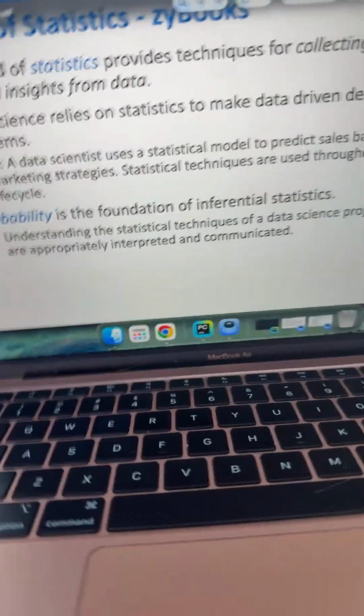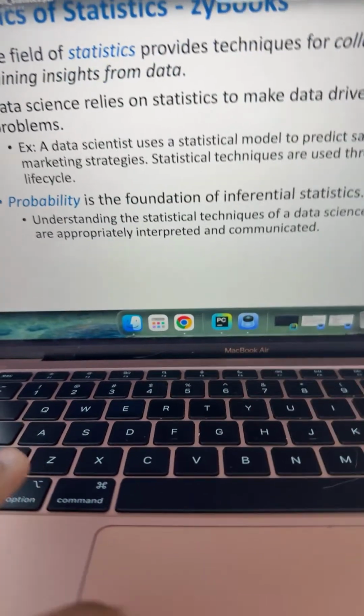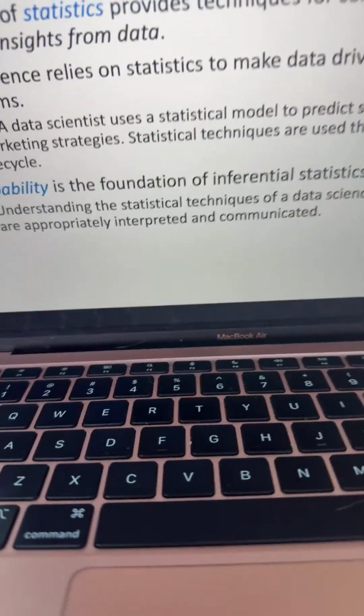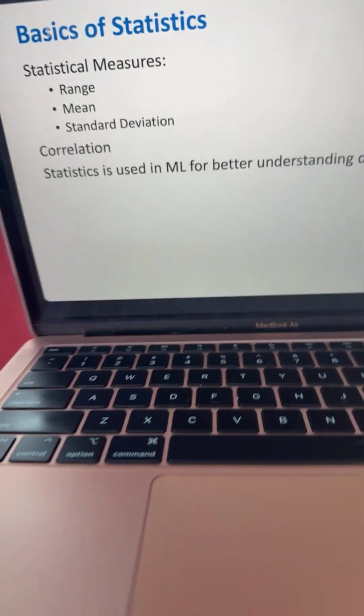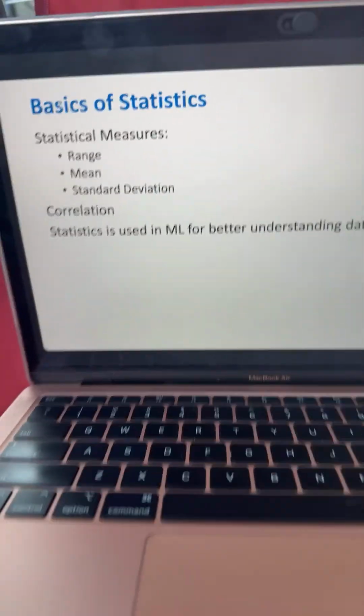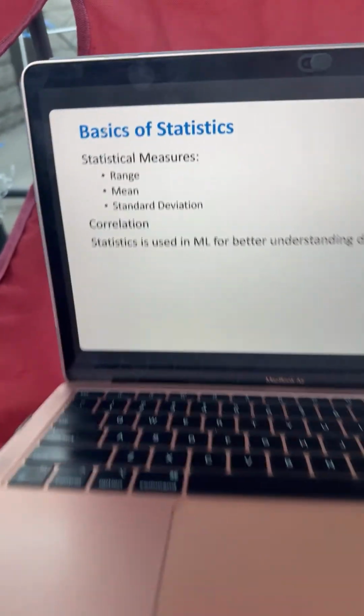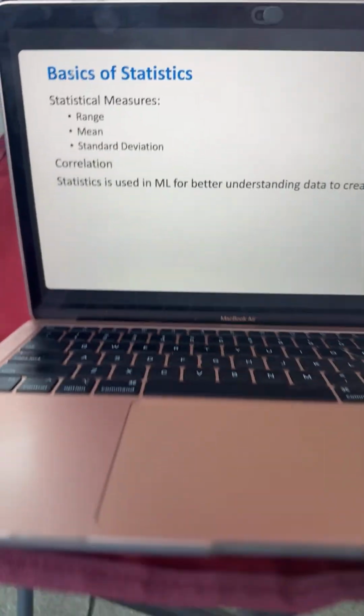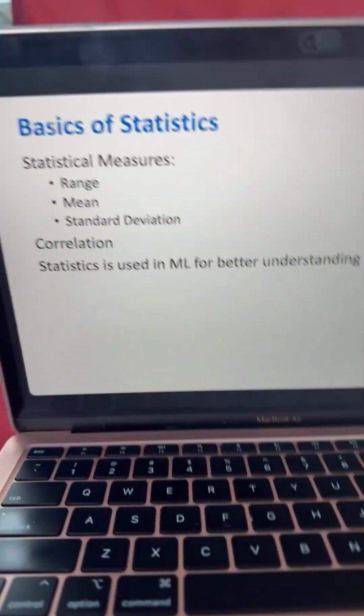So the basics of statistics. Oh, what, bruh? I just read this. Okay. So, range, mean, and standard deviation are the statistical measures. Correlation statistics is used in machine learning for better understanding data to create models. So this is an example here.